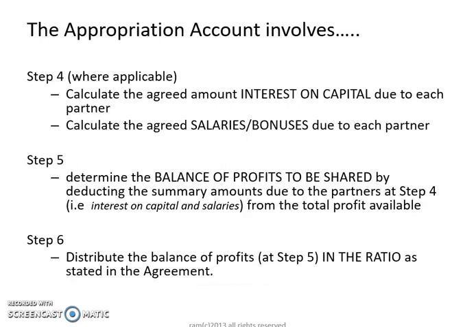So step number 4 says that you're going to calculate the interest on capital that the partners would have agreed on, because the interest on capital is what the partners are going to benefit from having put the money into this business as opposed to putting it somewhere else. So they're going to get that interest on capital. And if there are any salaries being paid, like to the partners who actually operated the business, those general partners, then you would also enter those salaries.